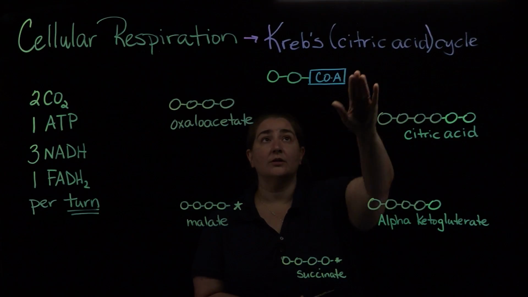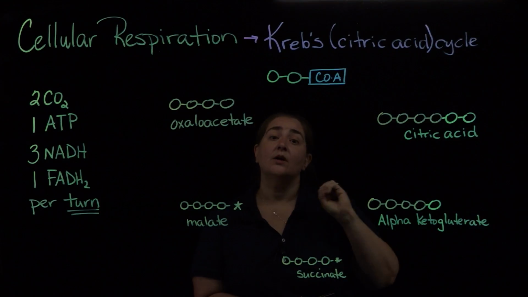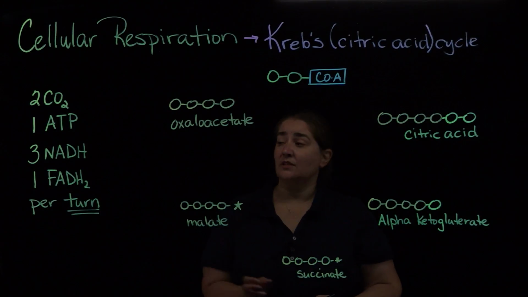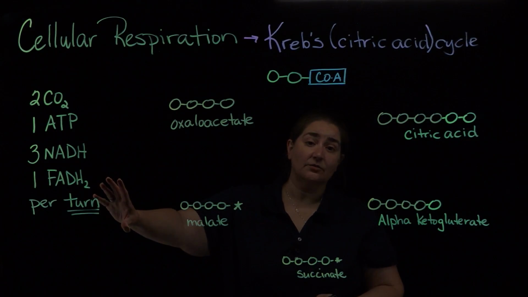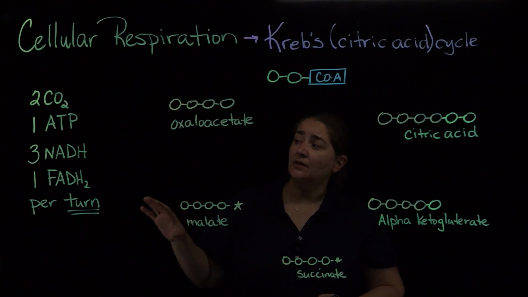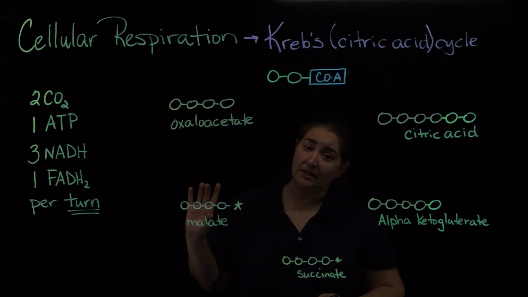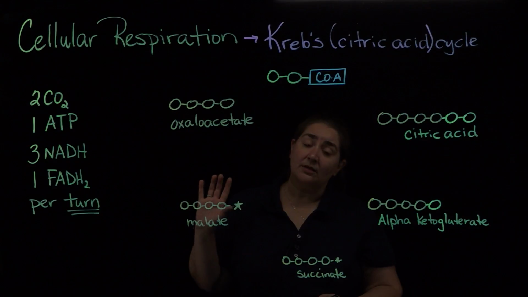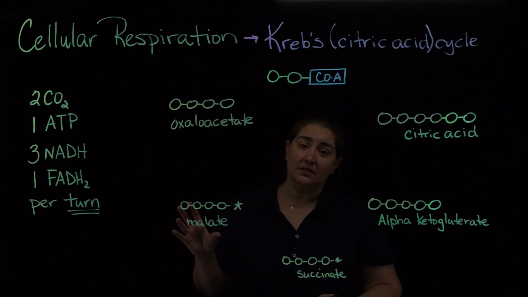This video we're going to talk about the Krebs cycle and what products are generated out of the Krebs cycle. I've got a handy little list over here. All right, we've got 2 carbon dioxide, 1 ATP, 3 NADH, 2 FADH that are going to be generated per turn of the citric acid cycle.